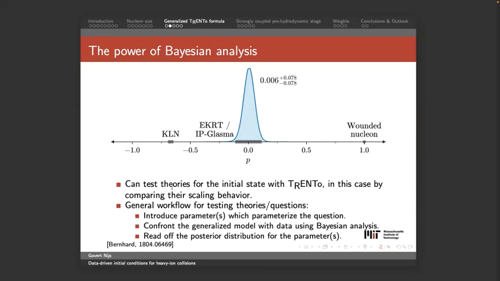And this also introduces the general workflow for both this section and this section. If you want to test a theory or ask a question, what you can do is introduce some parameter which parameterizes the question. In this case, how does nature scale? And then you confront this generalized model with data using Bayesian analysis, and you read off the posterior and draw your conclusions.